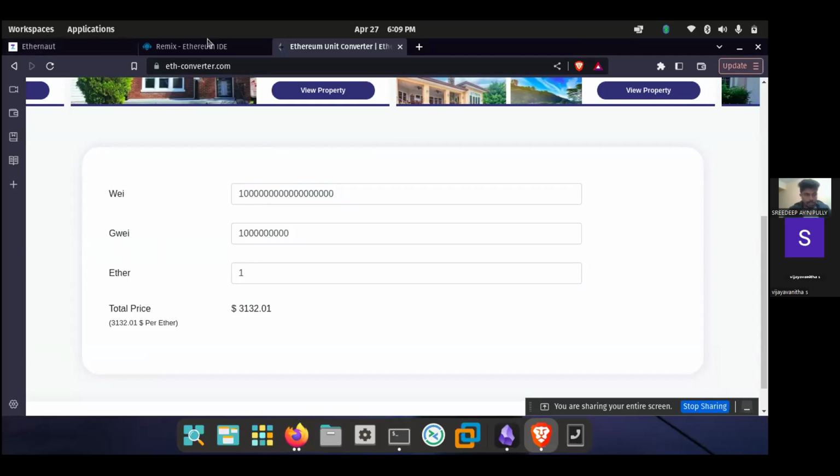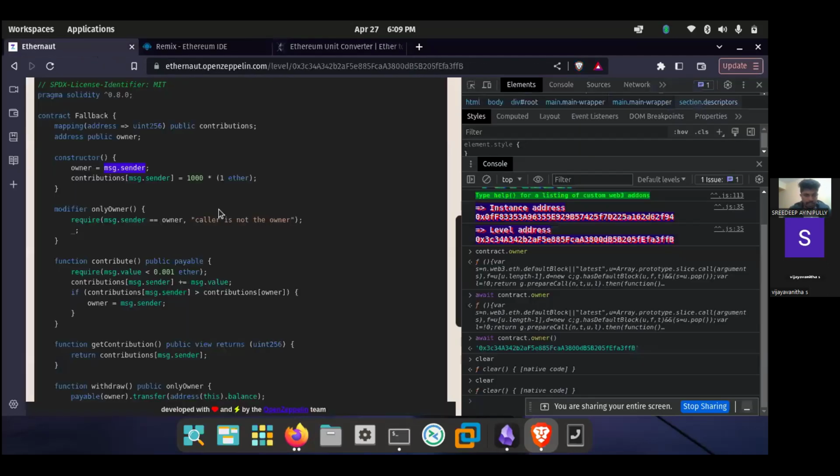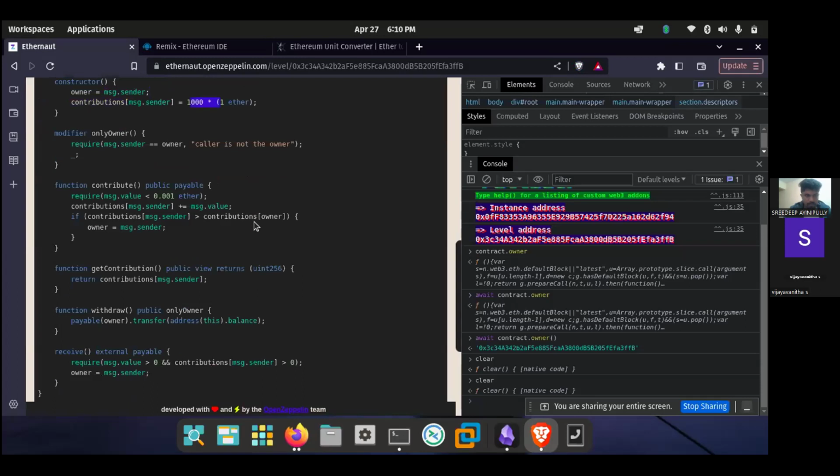Okay, so coming back to our CTF. The contribution of msg.sender, or the owner's contribution, is this much. It's a huge amount of money. The modifier requires msg.sender equal to owner, and the caller is not the owner. A modifier is reusable code in the smart contract, and modifier is the keyword used to implement it.